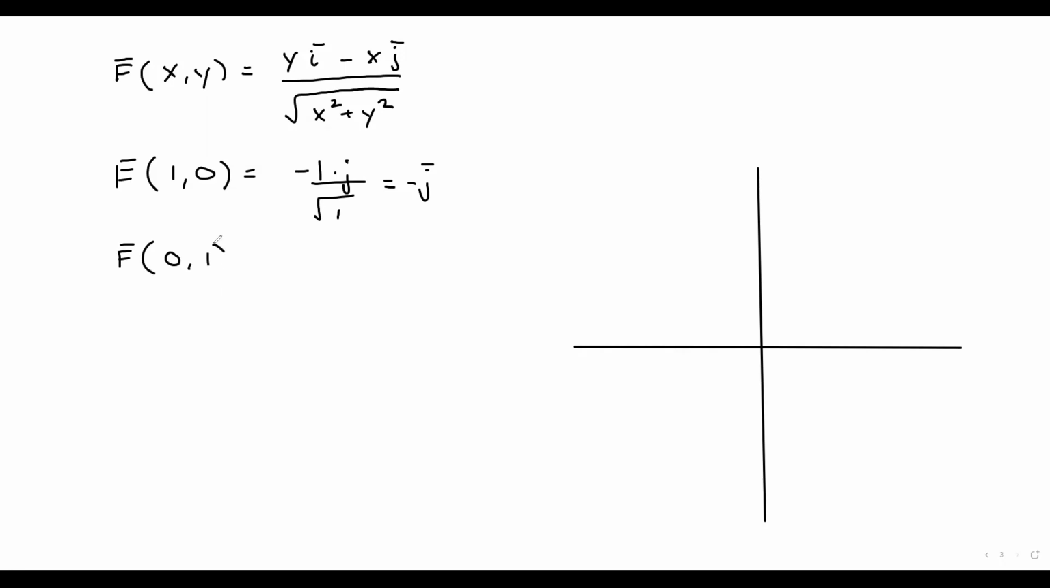All right, we could try 0, 1. Now the y is 1 and the x is 0, so we're going to have just i divided by the square root of 1, and so we just get the vector i. And if we typed in negatives of these, if we did negative 1, 0, we would get positive j, and if we did 0, negative 1, we would get negative i. So what are those going to look like? Let's just pick some spots here. All right, so at 1, 0, we get the vector negative j.